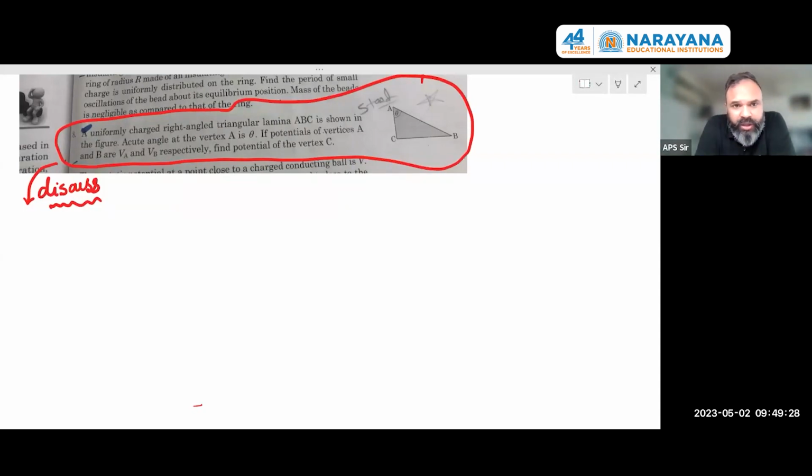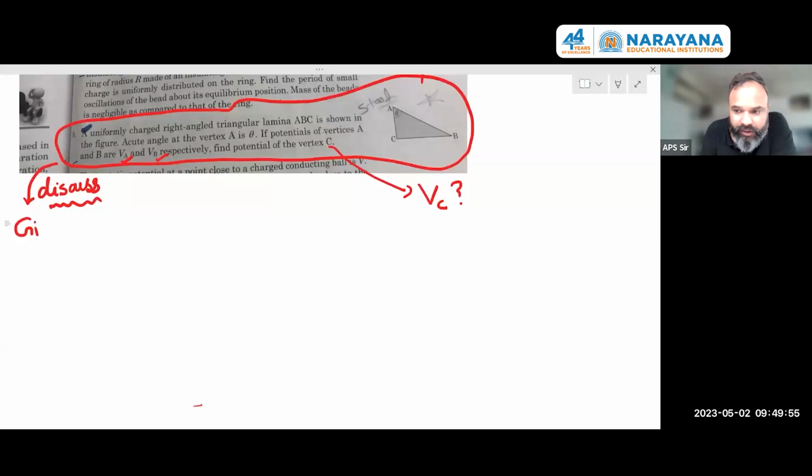There is a uniformly charged right-angled triangular lamina, ABC. Acute angle at the vertex A is theta. So the other is 90 minus theta. The question is, if the potential because of this right angle triangle at point A is VA and at point B it is VB, can we find potential at C?